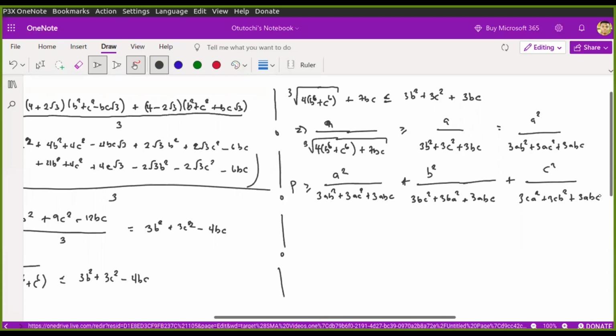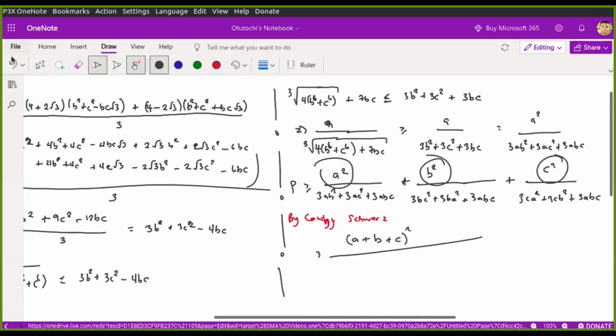All right, and then we can use the almighty Cauchy-Schwarz on this, right? We have squares on top, and then we have nice denominators as well. So by Cauchy-Schwarz inequality, we'll have that this is greater than or equal to a plus b plus c all squared over the sum of these three.